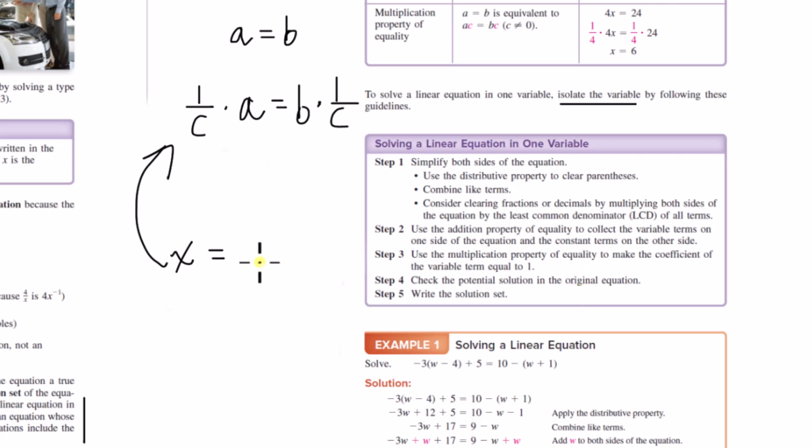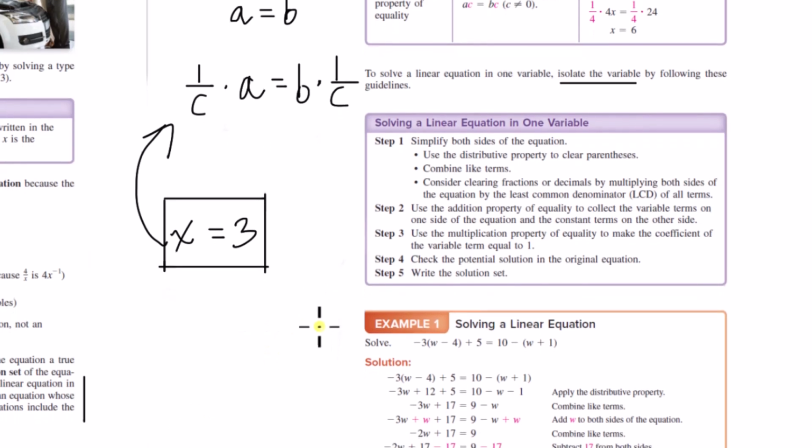Now, step 4 says you check the potential solution in the original equation. So you get a number like x is equal to 3. Well, for a linear equation, there's only going to be one solution. So you go back to the original equation and you plug it in and see, is this a solution? When you plug it in, does the left side, when you simplify it, equal the right side when you simplify it? To verify that it is a solution. If it is, then you just write the solution set or box it in. Say, there it is. That's the solution.